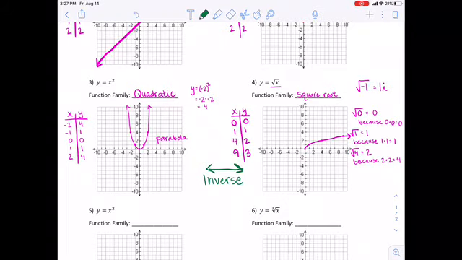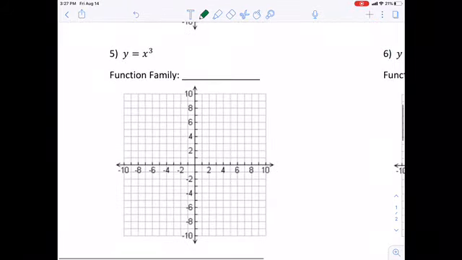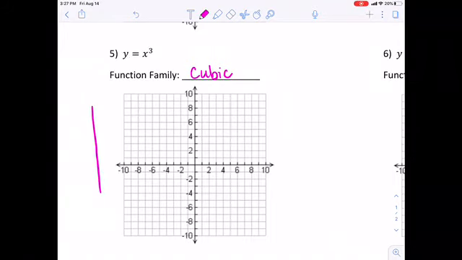All right, let's go ahead and look at graph number 5, which is y equals x to the third power, or x cubed. And because we would read this as x cubed, we call this, oops, wrong color, sorry, we call this the cubic family. Now once again, to get the graph, I'm going to make a table.